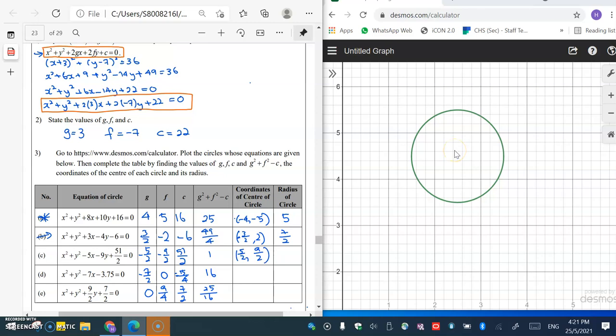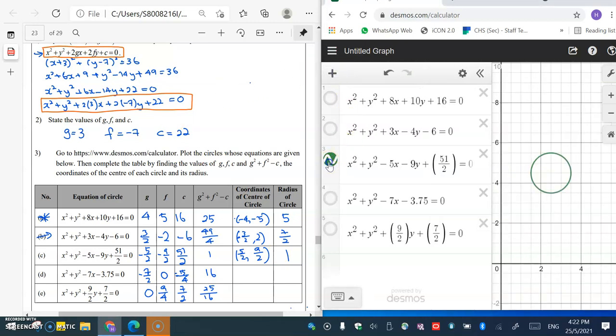If I mark this as my center and calculate the length of a radius, this is 1. So if this is half, this is 1.5. Over here, the coordinate is 1.5. Over here, the coordinate is 2.5. So my radius of the circle essentially is 1 unit.